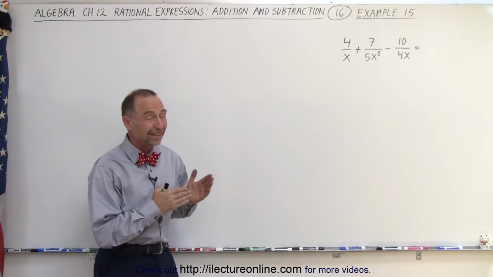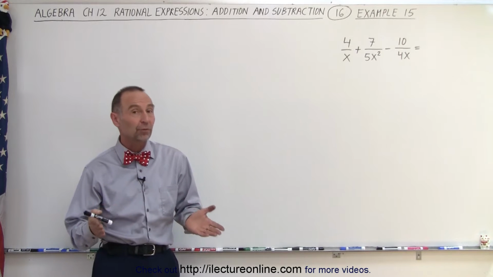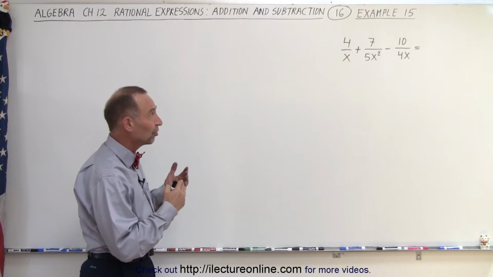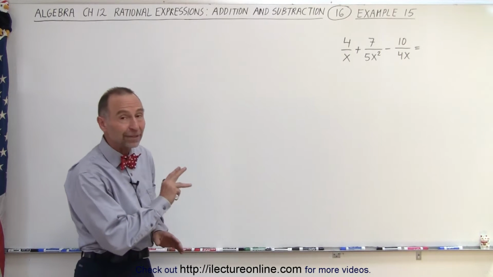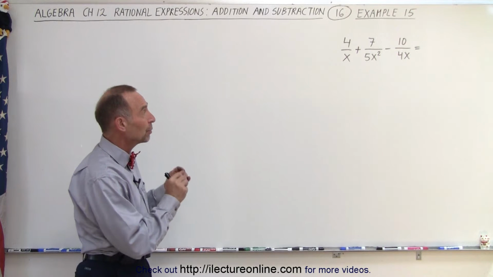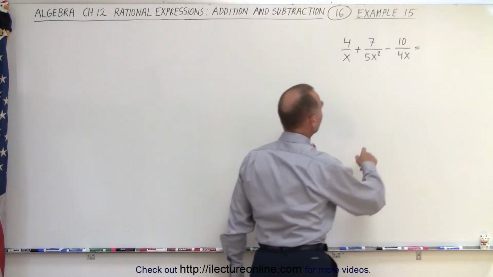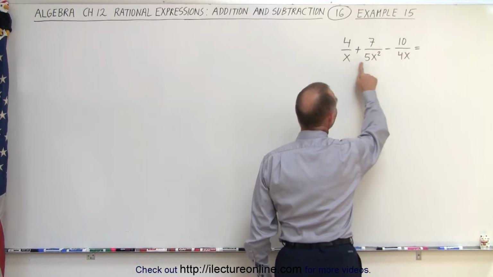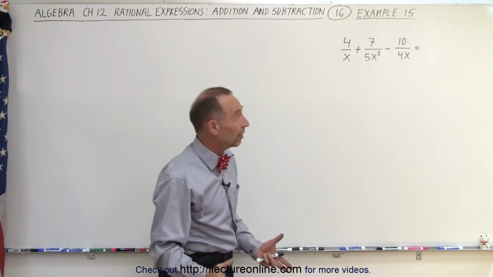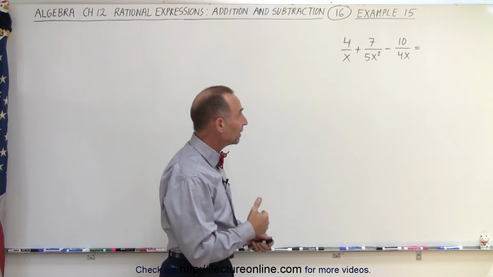Now, even though this problem looks a little bit different from the ones we've seen so far, the approach is exactly the same. We don't need to factor anything here, but we do need to find the lowest common denominator. In this case, you can see that the lowest common denominator is none of the three denominators that are there. It's actually 20x squared.